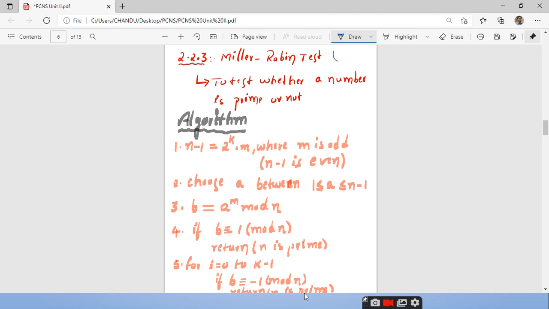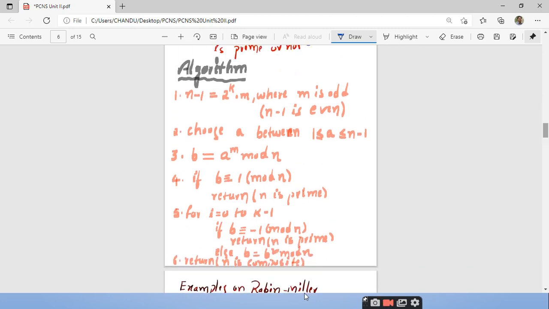So please concentrate on this Miller-Rabin test. The importance of this Miller-Rabin test is that it produces an algorithm whose time complexity is far better than the other algorithms. This is our point of interest in this session. The main purpose of the Miller-Rabin test is to test whether a number is prime or not. We are discussing it under the category of primality testing, which tells whether a given number is prime or not.